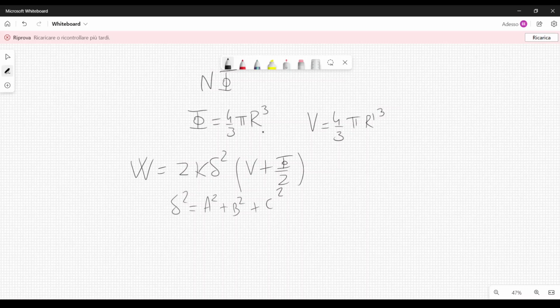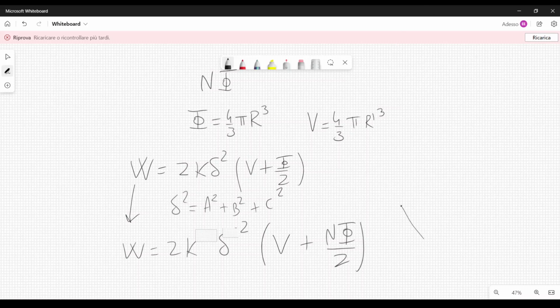And now that we have n spheres, this formula will become like this. It will be 2k, then we have delta squared, and then here we have the volume v, which is still the same, plus instead of phi we have n times phi, because this is the total volume of the small spheres. And we will assume that n times phi is still negligible with respect to v, and we have to divide this by 2.